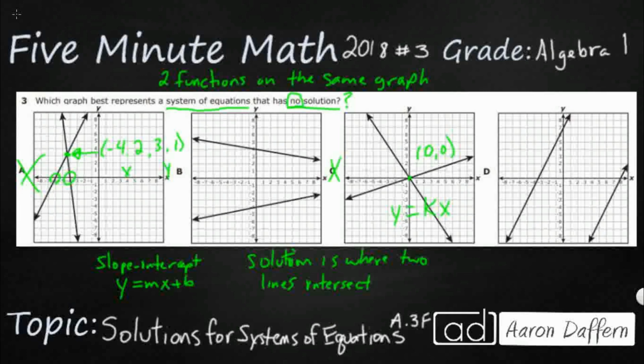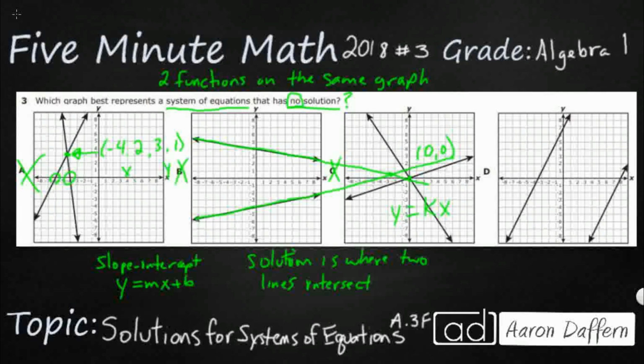There's no visible solution for either. But take a look at B. B just happens to not have a big enough graph. If I were just to extend this line out here, and I were to extend this line right here, somewhere off the graph, really close to the x-axis, maybe a little bit above, you see they will eventually intersect, which means there will be a solution for these 2 lines.